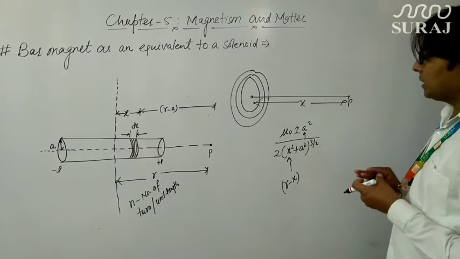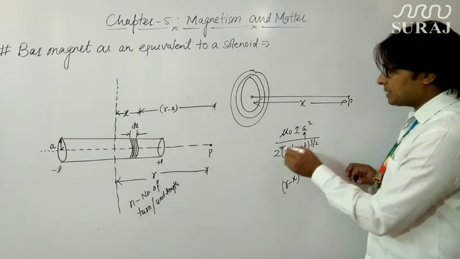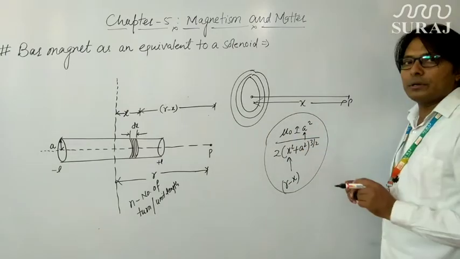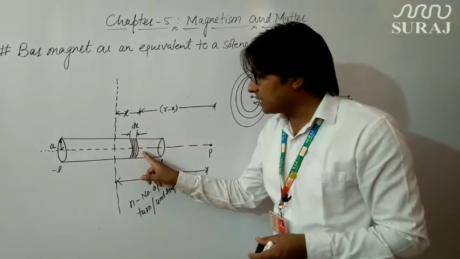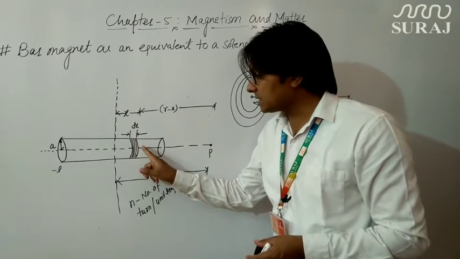Okay, one more thing I would like to say is that this formula we have derived for a single loop, but here, are they single loops or is this a single loop?